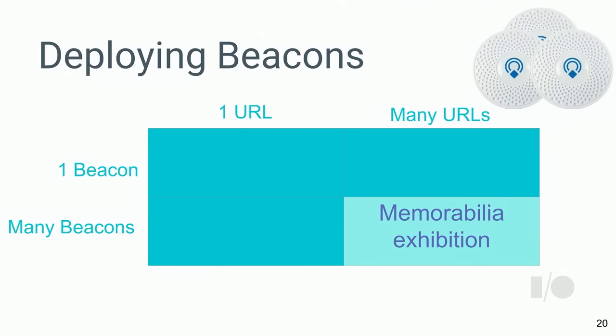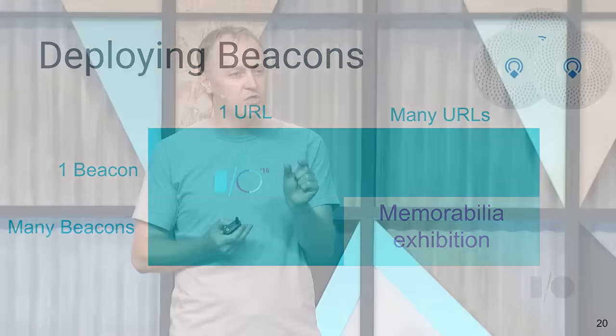So the next one is many beacons, many URLs. Now, the use case for this is like an exhibition, maybe like a museum. So you have a large building, but a lot of individual items, and you want to give each item its own URL. So in this case, you want to restrict the range in which the user will actually discover the URL for every object as they walk around. So you can do this by lowering the transmission power of the beacon.